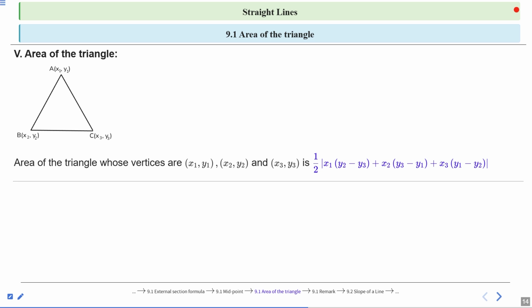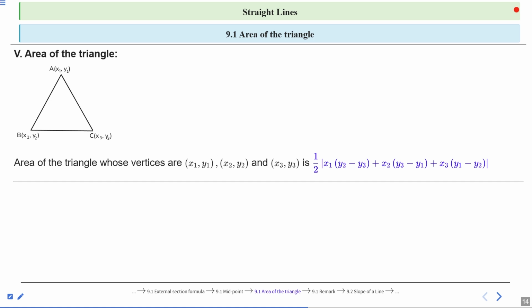The area of the triangle whose vertices are (x1, y1), (x2, y2) and (x3, y3) is basically equal to 1/2 times the modulus of x1 times (y2 minus y3) plus x2 times (y3 minus y1) plus x3 times (y1 minus y2). So remember this formula. By using this formula, you can easily find the area of the triangle whose vertices are (x1, y1), (x2, y2) and (x3, y3).